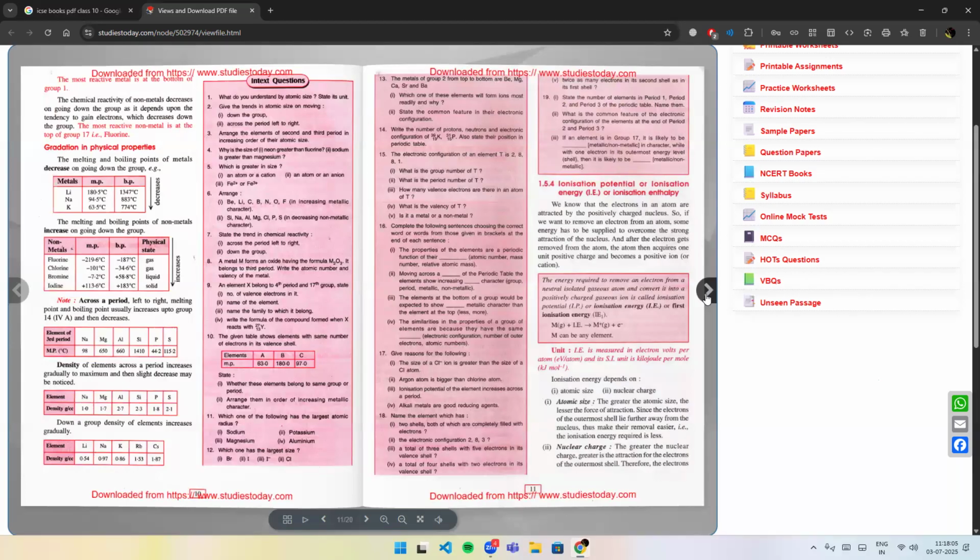Gradation in physical properties. The melting and boiling points of metals decrease on going down the group. The melting and boiling points of nonmetals increase on going down the group. Across a period, left to right, melting point and boiling point usually increase up to group 14 and then decrease. Density of elements across a period increases gradually to a maximum and then a slight decrease may be noticed. Down a group, density of elements increases gradually.